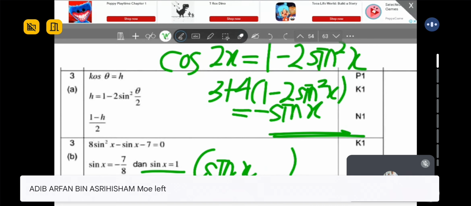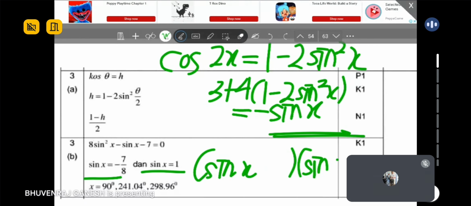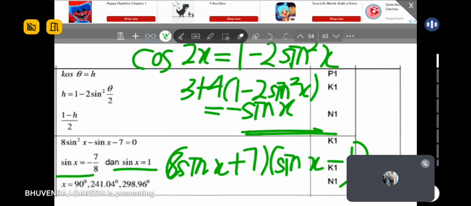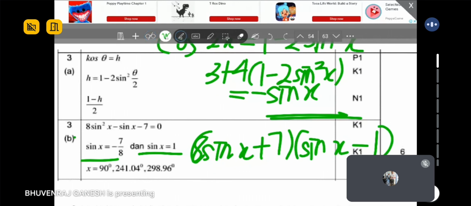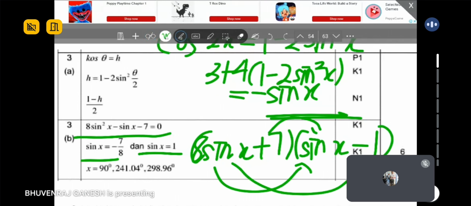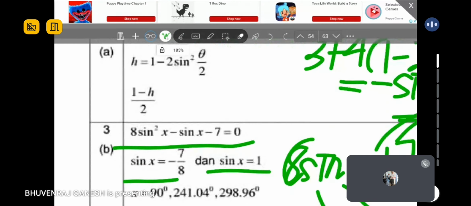Okay, so then you got 2 bracket sin x. Okay, so maybe this one 8, so 7 and then 1. Okay, so this is your factorization, guys. Do you understand macam mana faktorkan? So you can trial and error lah from this equation. Okay, so 8 sin square x minus 8 sin x plus 7 sin x, so minus sin x minus 7. So correct.